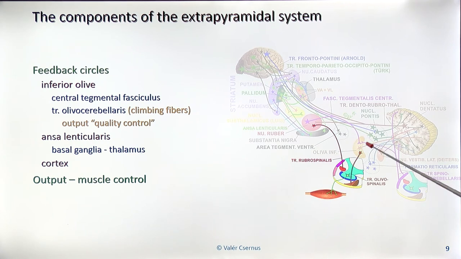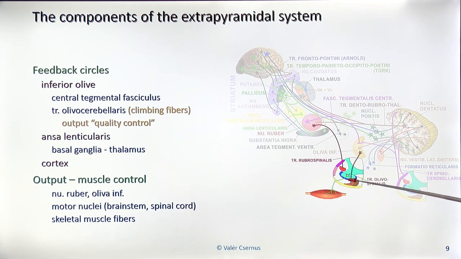Finally, the output. We have two output nuclei of this system, the red nucleus, nucleus ruber, and the inferior olive. The pathway from the red nucleus is the rubrospinal pathway, which is in front of the crossed pyramidal pathway. Actually, this is the pathway used much more frequently in adults compared to the pyramidal pathway. And the olivospinal pathway runs in the lateral part of the anterior funiculus. What is the difference between the functions of these two nuclei? We do not have exact and generally accepted information, but the important thing is that these are the two major outputs of this primary controller of the skeletal muscles, and through switching neurons, they end up on the same motoric nuclei as the pyramidal pathway, both in the brainstem and in the spinal cord.